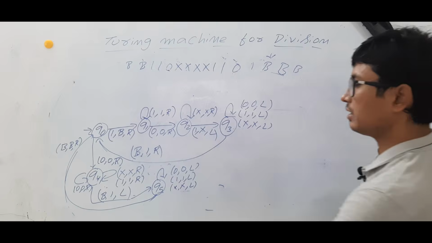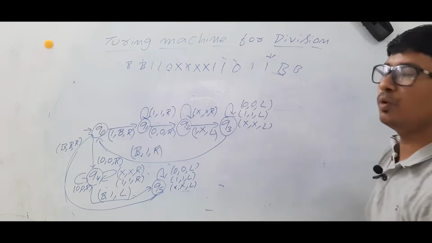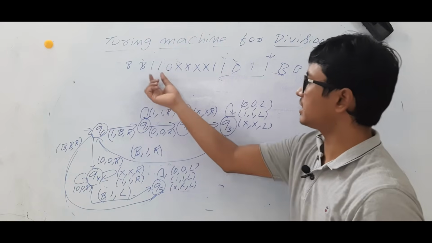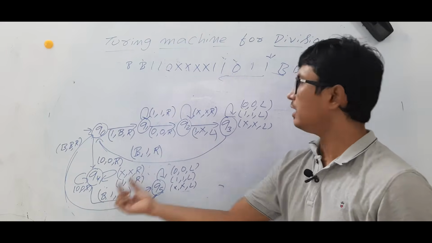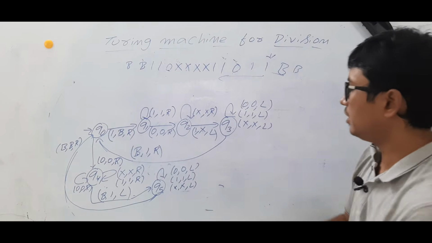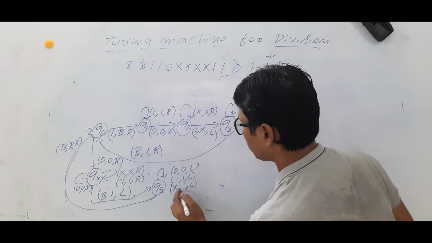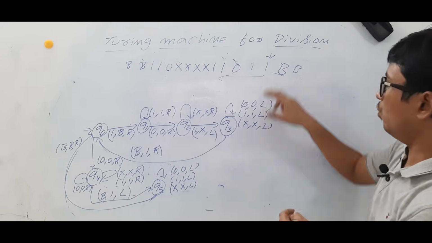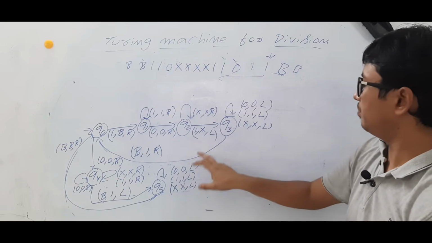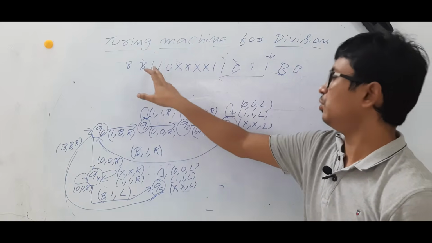Are you able to understand? The blank, you have to modify it as a 1, move to the left. So again for the second iteration, we have taken one blank and modified it as a 1, moving to the left. While moving to the left, if you get a 1, make it as 1, move to the left. If you get a 0, make it as 0, move to the left. If you get an x, make it as x, move to the left.